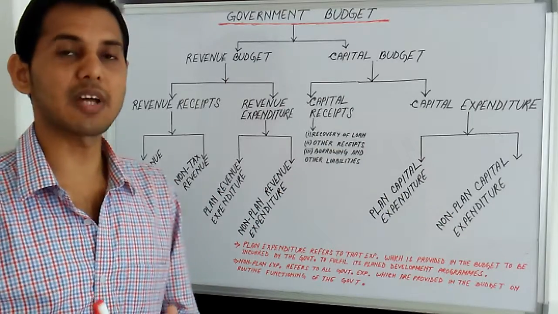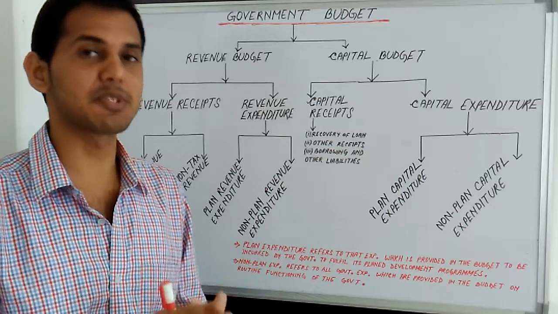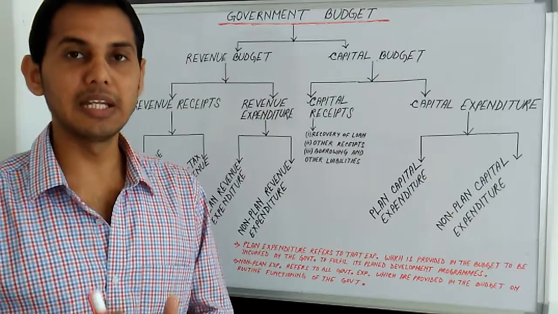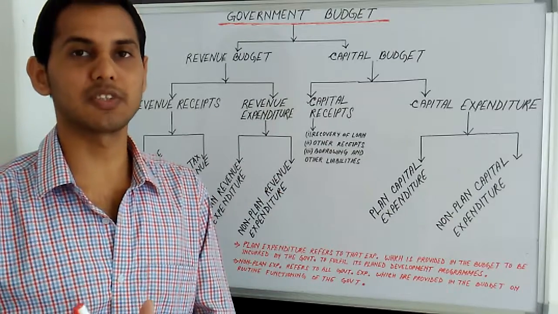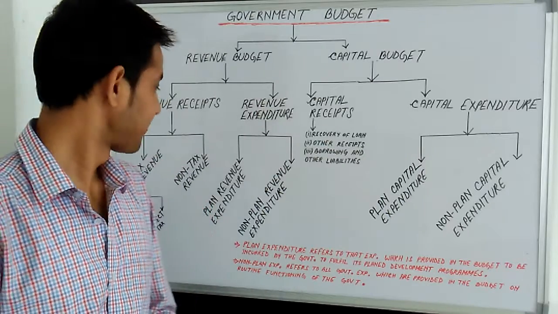So direct taxes are those taxes whose burden cannot be shifted onto others, for example income tax, and indirect taxes are those taxes whose burden can be shifted, for example sales tax.